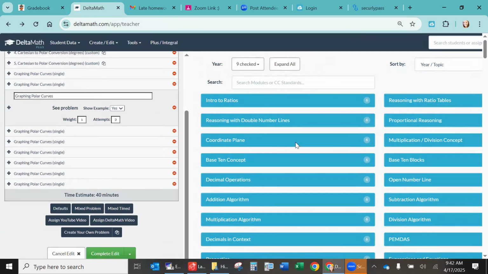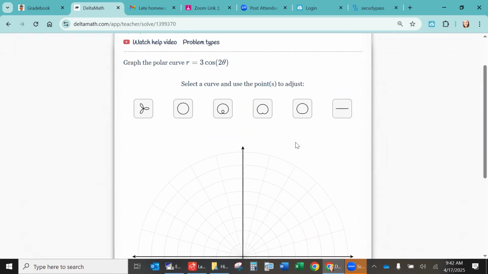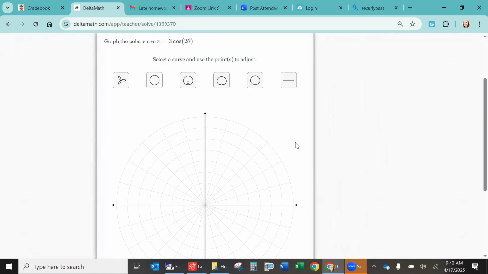All right, let's go 2 more below that. We'll just do 1 more. Okay, go ahead and type that guy into your calculator. Yeah, that's the one. So look for 3 cosine 2 theta. 3 cosine 2 theta. What's the shape? It's a flower, so pick the flower.